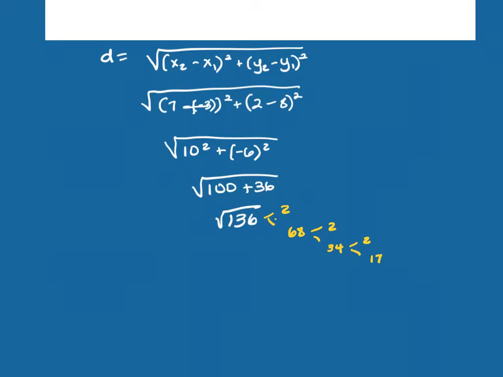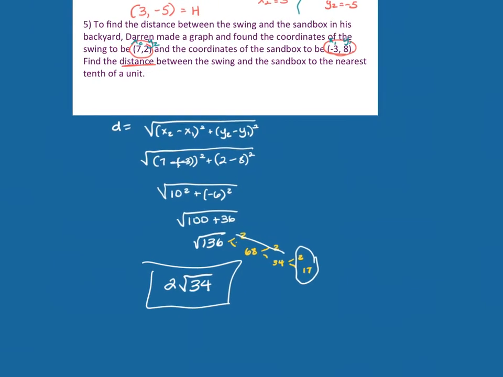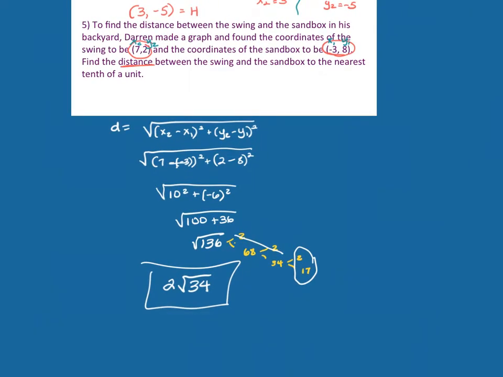So now for each pair of numbers, one number is going to go on the outside of the radical, and whatever doesn't have a pair is going to stay underneath. Because there's two 2s, I'm going to bring a 2 to the outside of the radical. What's left is 2 and 17, so I'm going to multiply those together and keep them underneath the square root. And there's the distance from the swing to the sandbox.